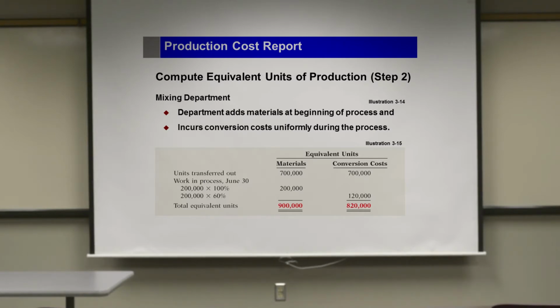Now coming to the work in process at the end of the period. As far as direct materials are concerned, for all the 200,000 units, the direct materials were added at the beginning of the process. So equivalent units are 200,000 for the material. And for the conversion cost, 60% of 200,000, because those units are complete to the extent of 60% only. So 60% of 200,000 gives you 120,000. So total equivalent units of raw material is 900,000.